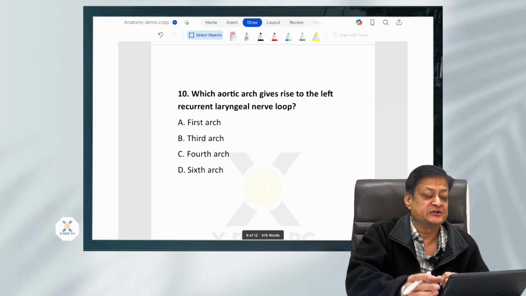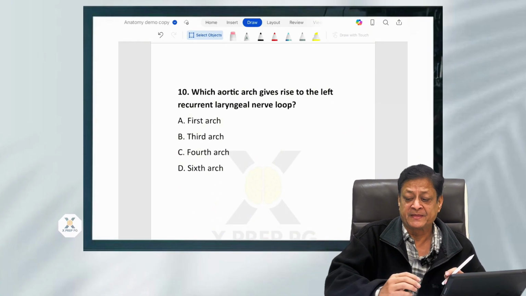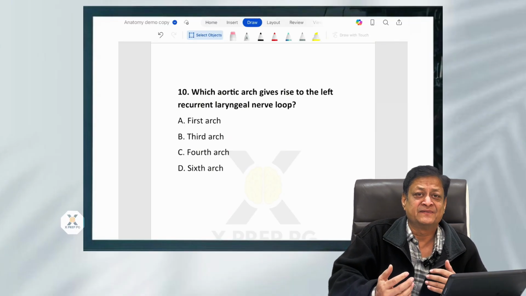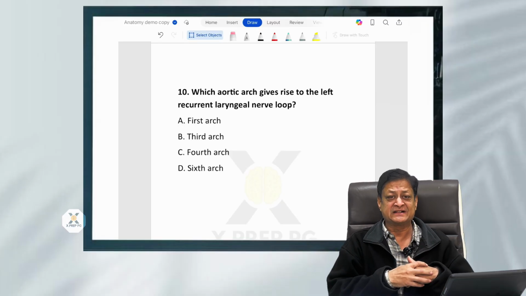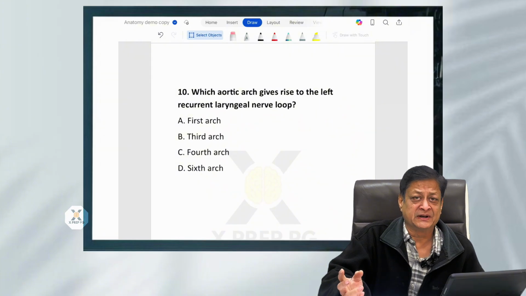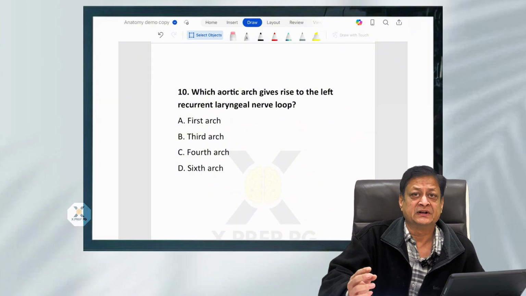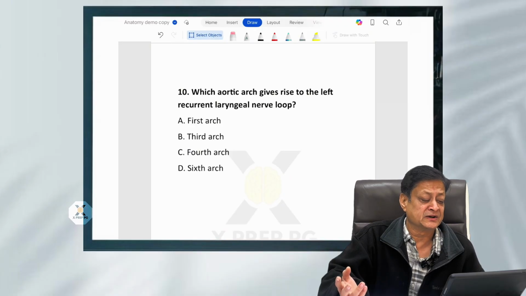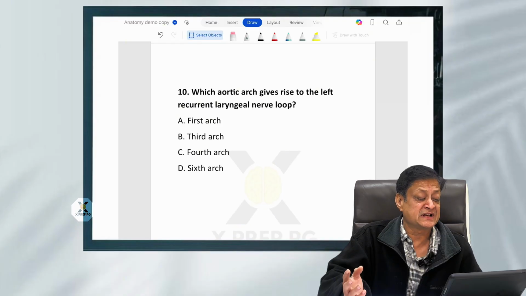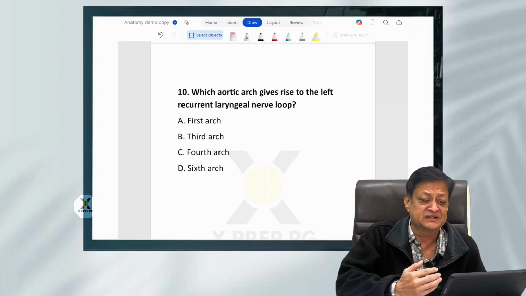We come to the next MCQ. Which aortic arch gives rise to the left recurrent laryngeal nerve loop? For this, we should know the different arteries and different nerves derived from the pharyngeal arches. The nerve of the first arch is the mandibular nerve. The nerve of the second arch is the facial nerve. The nerve for the third arch is the glossopharyngeal nerve. The nerve for the fourth arch is the superior laryngeal nerve, and the nerve for the sixth arch is the recurrent laryngeal nerve. So the recurrent laryngeal nerve is a nerve of the sixth arch, right?